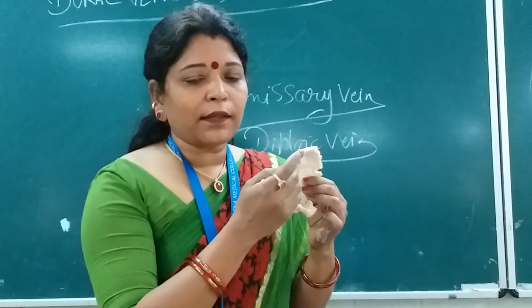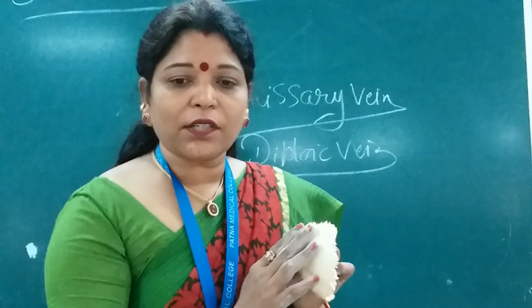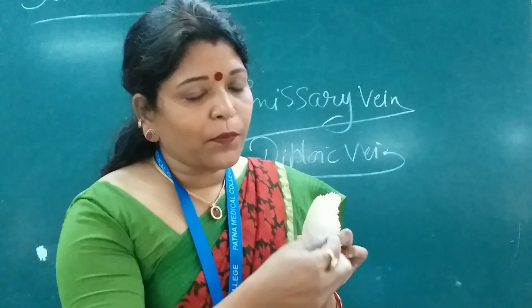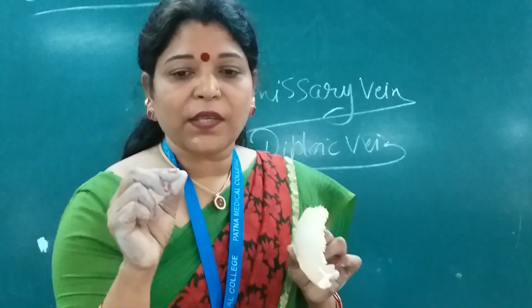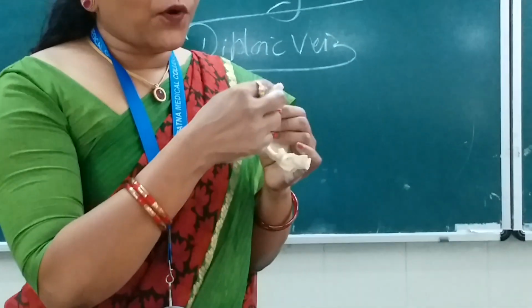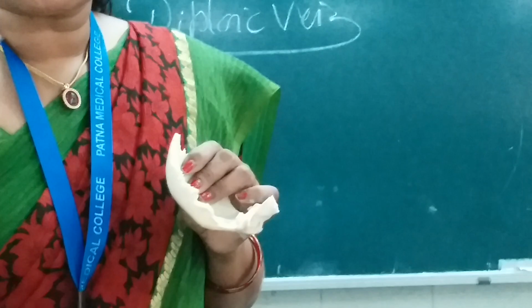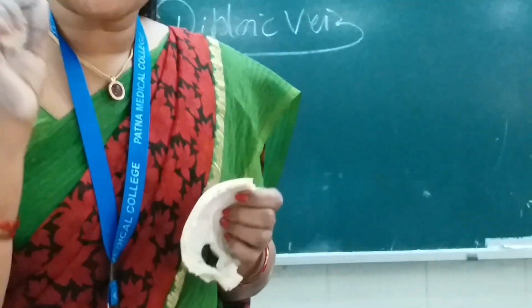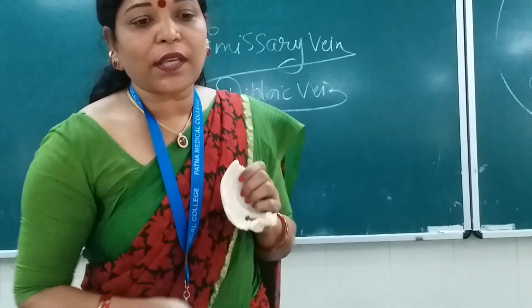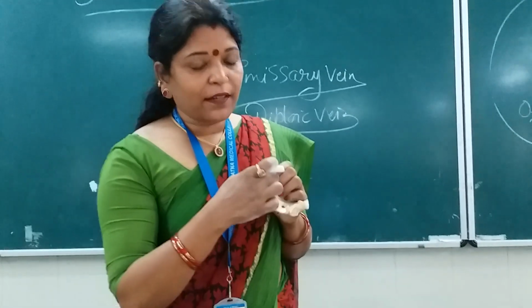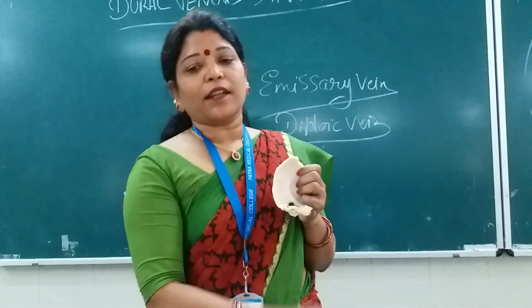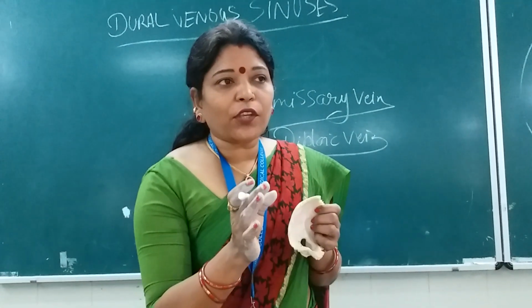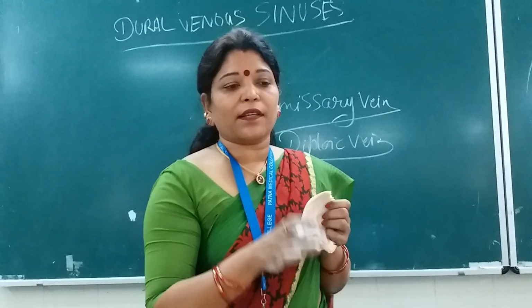And the outer and the inner table of the skull bones are what? Compact bone. And in between there is spongy bone, isn't it? So this is spongy bone. There are running venous channels, and this spongy tissue is known as diploe. The venous channel which is draining here is known as the diploic vein. Which will drain where? Diploic vein drains into the dural venous sinuses.